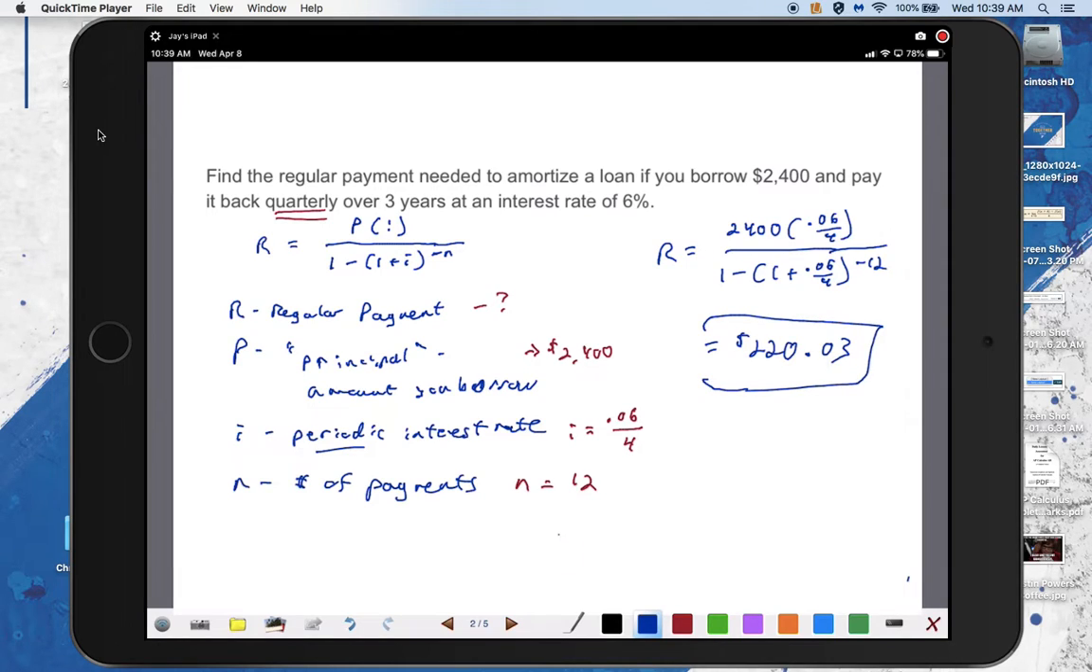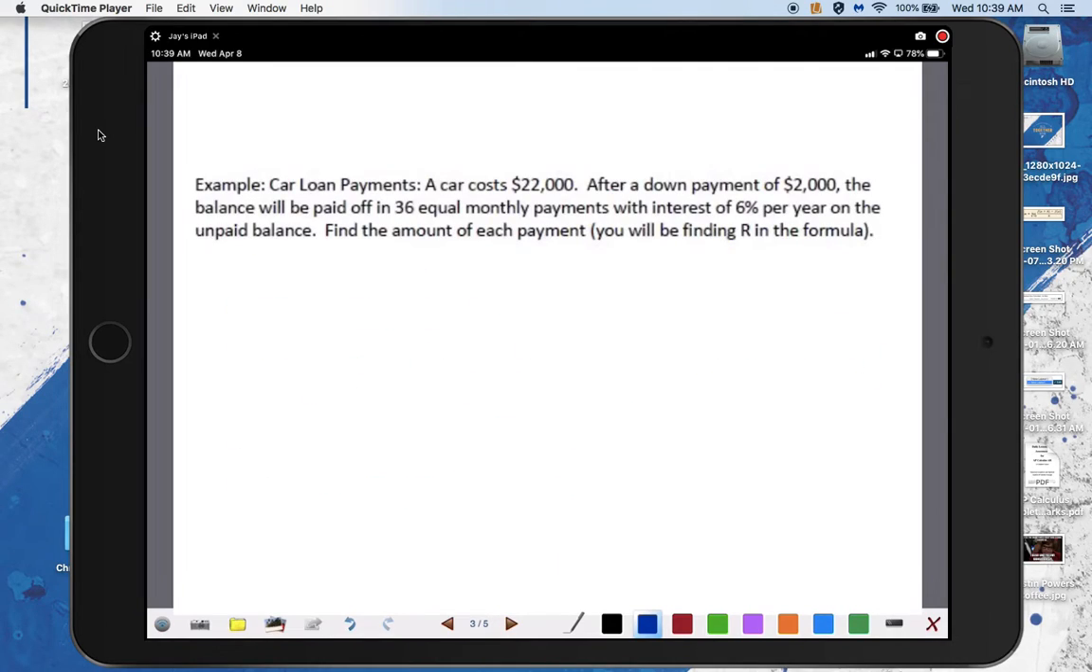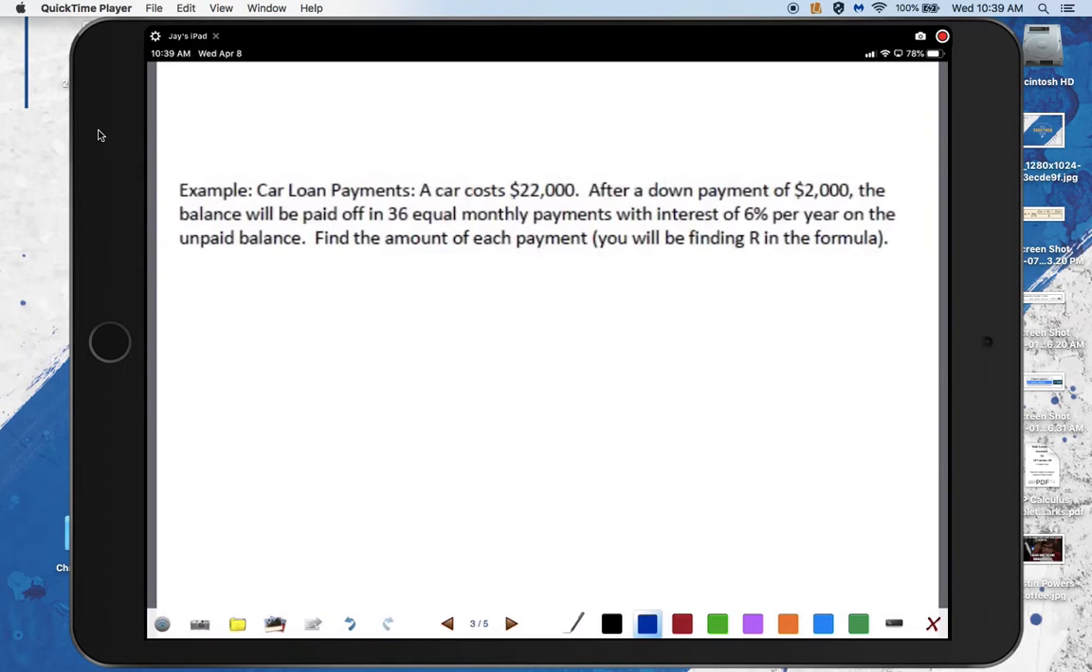All right, let's take a look at another quick example here. I'm going to probably do this one real fast here. A car costs $22,000. After a down payment of $2,000, you're going to pay 36 monthly payments at 6% per year on the unpaid balance. Okay, so let's find out what that R is. Now my principal here, now the cost of the car was $22,000, but I want to remind you we made what's called a down payment. And that down payment is cash that you put up front that lowers the amount of money that you have to borrow over time. So that makes that $20,000.